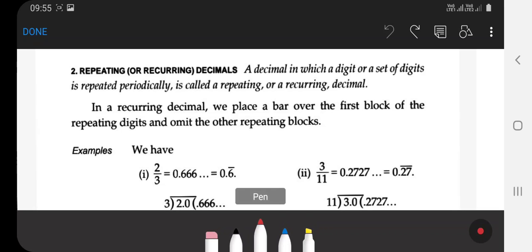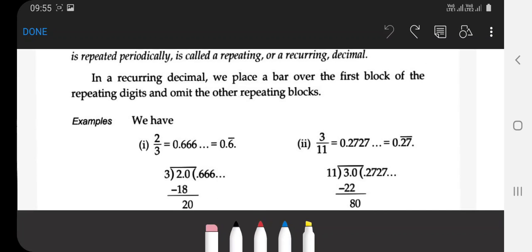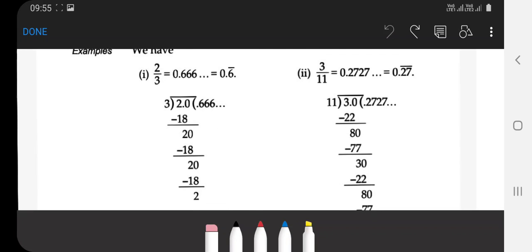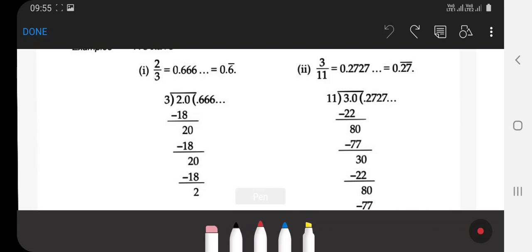The next topic is repeating or recurring decimal. Firstly, again we divide 2 by 3. You see that the numerator is less than the denominator.